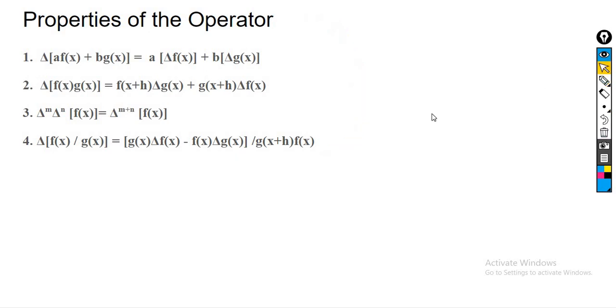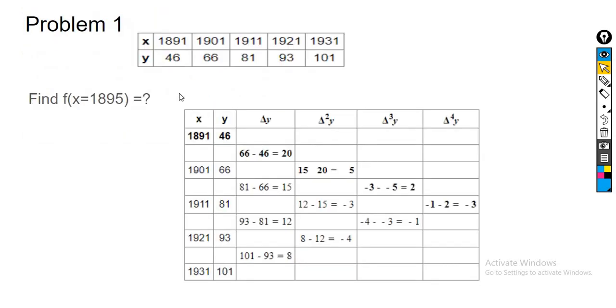Now we'll check how to solve numerical problems, or how to get the polynomial, or how to predict the values by using Newton's forward and backward methods. First we're going to take a problem where x values and y values are given. Say it's a simple example of certain years, from 1891 to 1931. Some values, some population figures, are given over there.